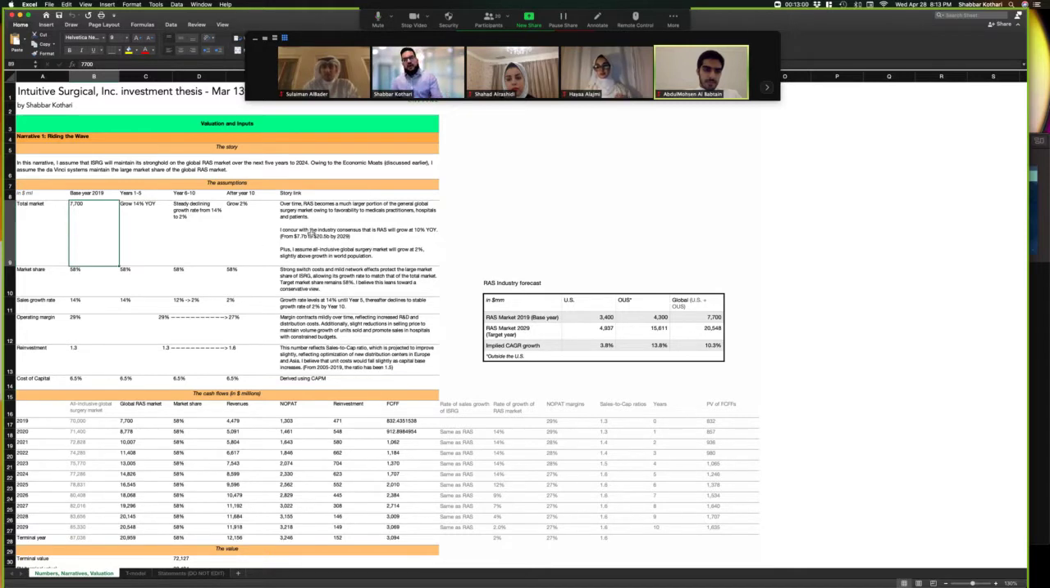Now, I assumed as well that the RAS market is going to grow at a faster rate over the next 10 years than overall surgery. So I got an estimation saying the overall world surgery market, if you will, is about $70 billion. Now, if RAS is about 7.7, it's just above 10% today. But all the experts agree that RAS is going to grow faster than overall surgery.